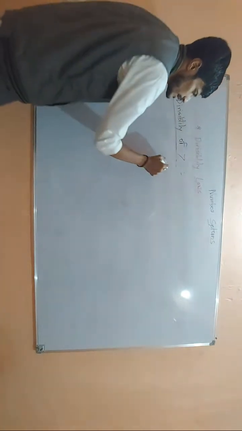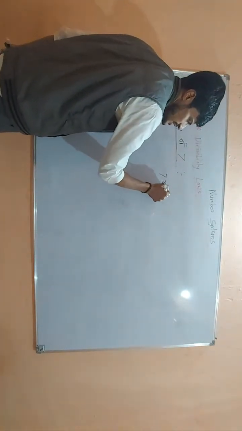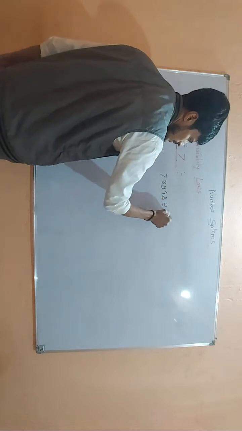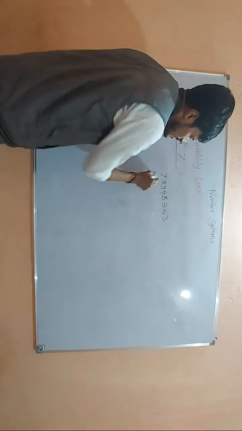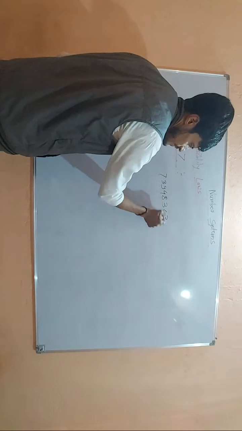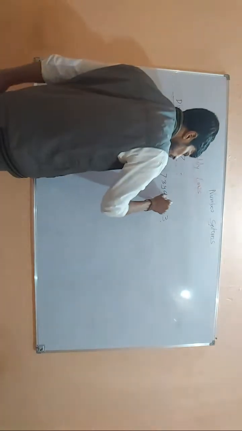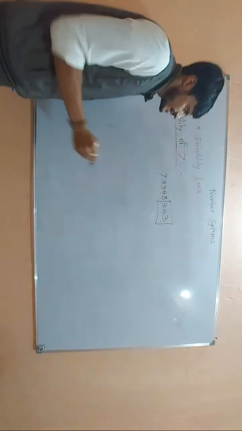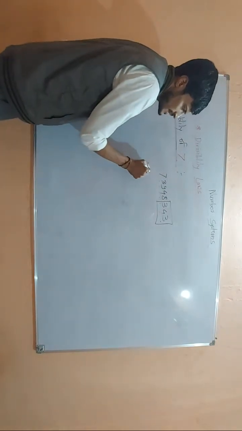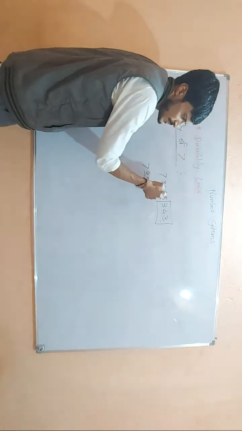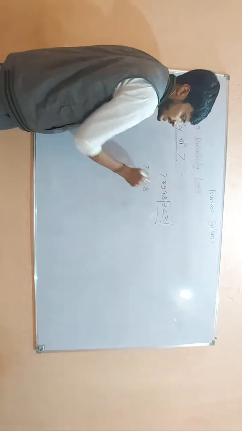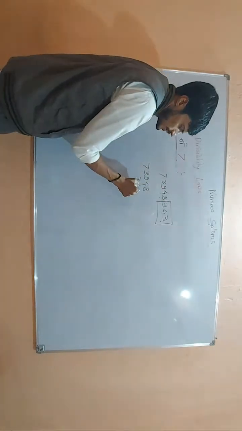So if you take here 7, 3, 9, 4, 8, 3, 4, 3. How many digits are here? 1, 2, 3, 4, 5, 6, 7, 8. Simply what you have to do? You have to take the last 3 digits. Then 7, 3, 9, 4, 8 is the remaining number. You have to write that over here, then subtract the 3, 4, 3.